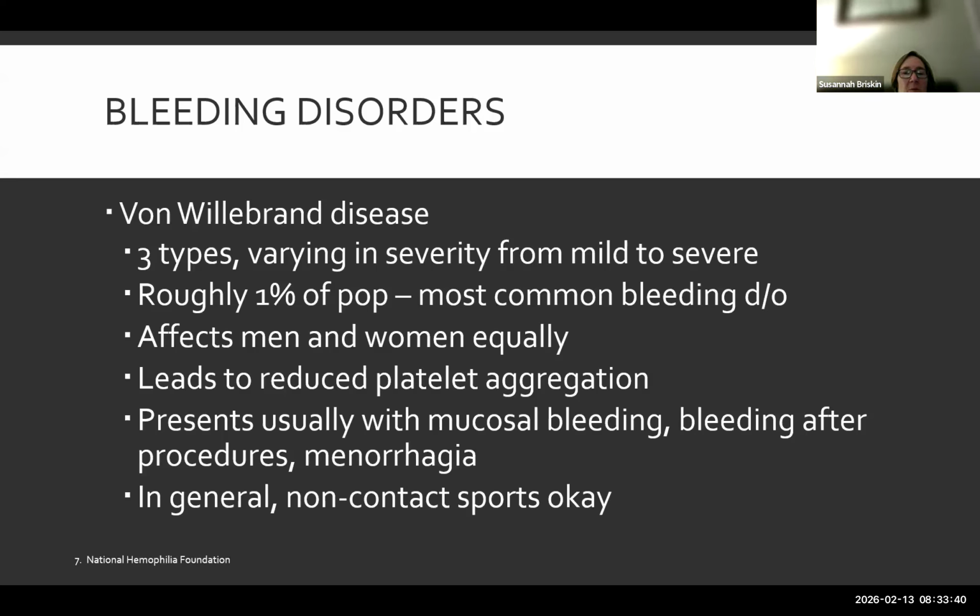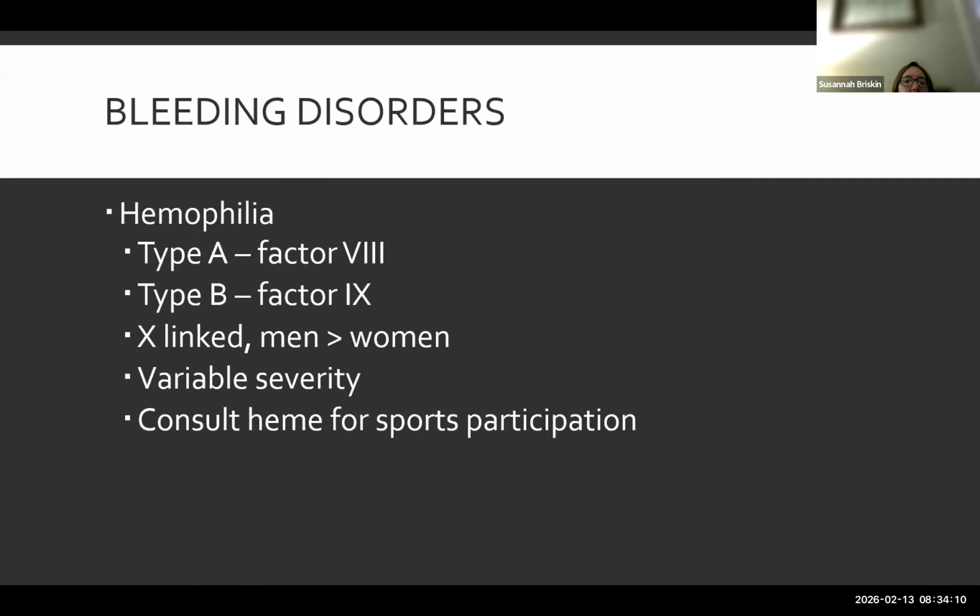The interesting thing with this is you're pretty much taught that non-contact sports are okay. And then you go to the hematologist and they're like, oh, yeah, they can do whatever you want. It doesn't matter. So I was under the impression that she'd have some restrictions on her, and they seem to not care. But there are multiple types of von Willebrand's, and some are more severe than others. So if you see somebody who's frequently bruising or anybody who presents with an abnormal hematoma for the amount of trauma they had, you may want to think about getting them worked up.